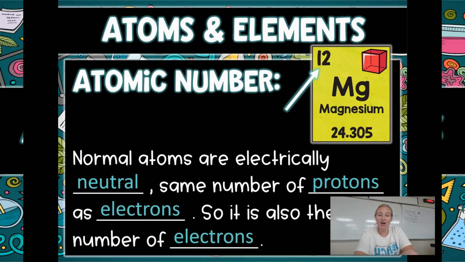Normal atoms are electrically neutral. Same number of protons as electrons. We are only going to be looking at neutral atoms in this course. If that number doesn't match up, if it has more or fewer electrons, it has an electric charge, and we call that an ion. We're not going to be looking at ions this year. So for the focus of our course, protons and electrons are always going to be equal. The atomic number is not only going to give you the number of protons, but also the number of electrons, since we're looking at normal atoms here.